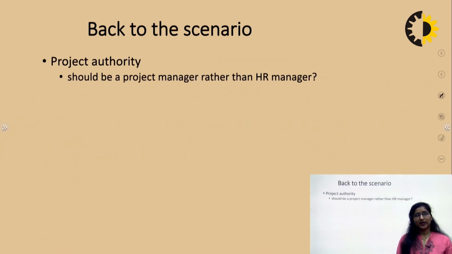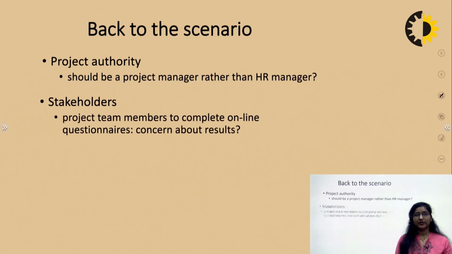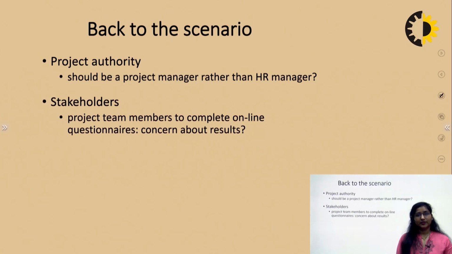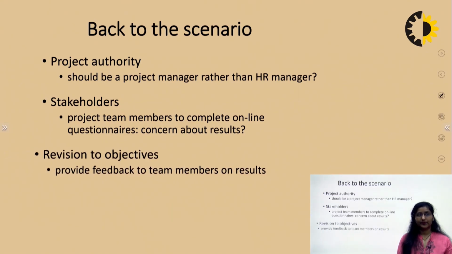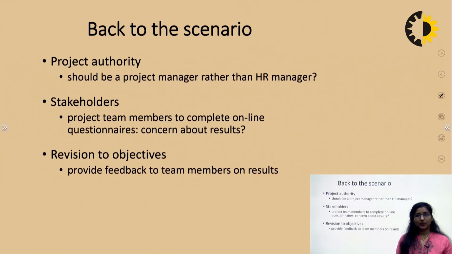Now coming to the scenario. For the project authority, should it be the project manager rather than the HR manager? For the stakeholders, the project team members complete the online questionnaires, concerns about the results, revisions to the objectives, and provide feedback to the team members on the results.